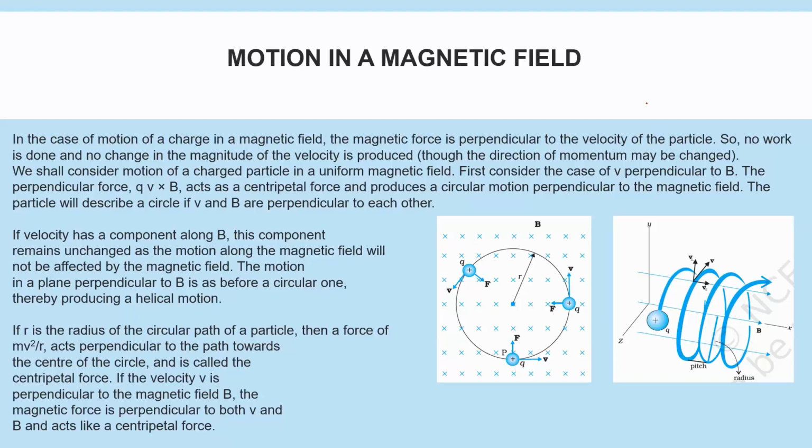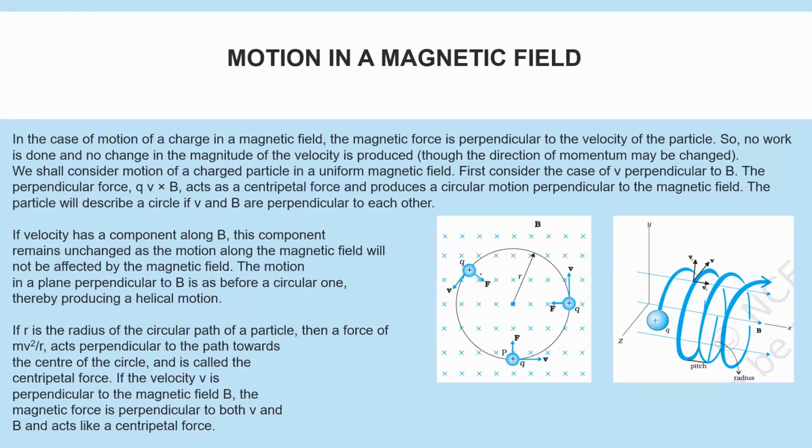The last part of it was a bit interrupted, so I will revise it again and then move on to the next parts. What would be the motion of a charged particle when it is placed in, say, a uniform magnetic field? This magnetic field is going inside the plane of the paper. As in the conventions we saw yesterday, the crosses on the plane mean the field is going inside the paper.